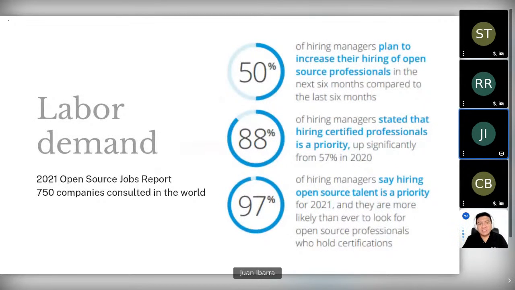Esto va relacionado ya hacia el 2021, donde en comparación al 2018, casi todo se mantiene o han avanzado. Por ejemplo, más del 50%, otra vez, de gerentes de recursos humanos o reclutadores planean incrementar la contratación de profesionales en open source. Más del 80% ha iniciado la certificación dentro de sus profesionales como una prioridad. Y casi el 97% dicen que el talento de personas con talentos en open source es prioridad.